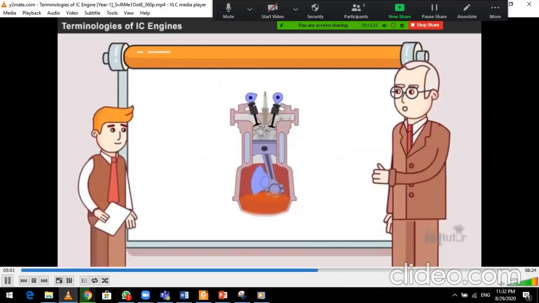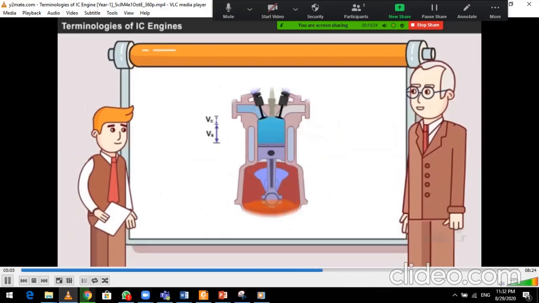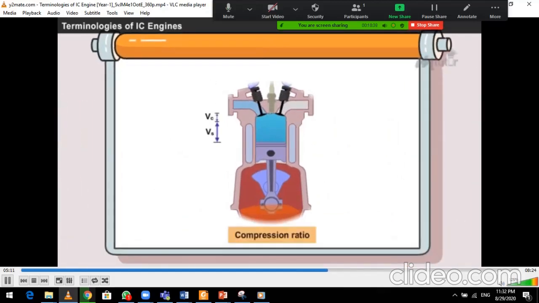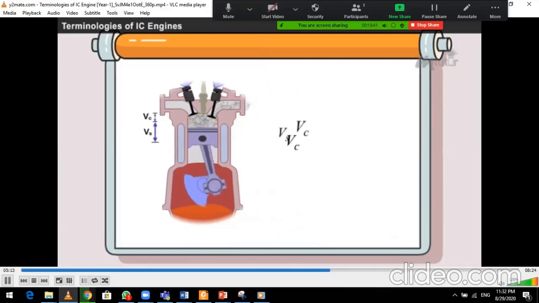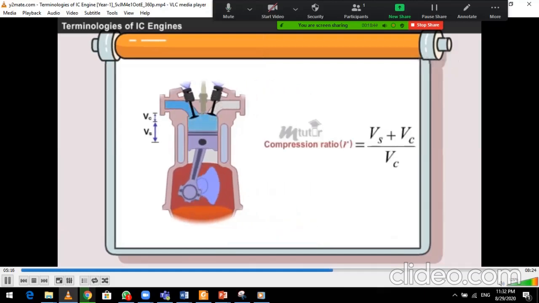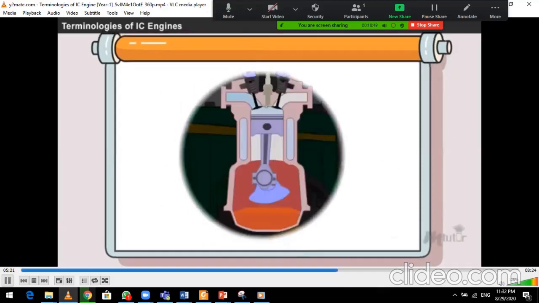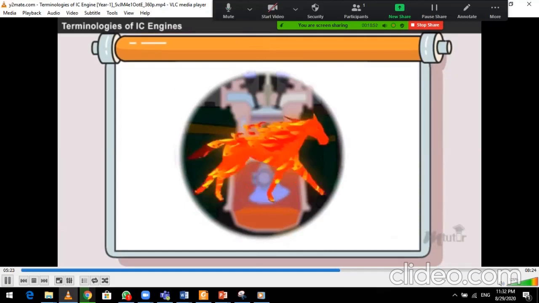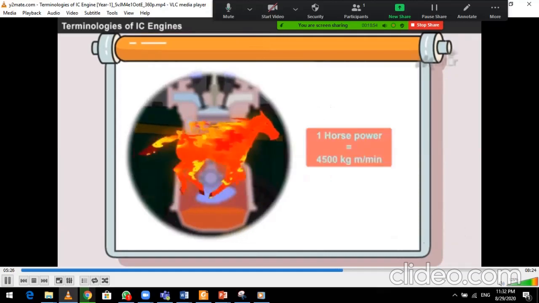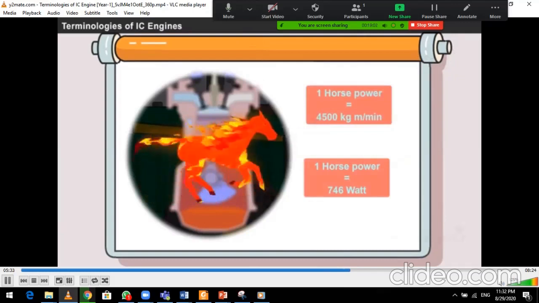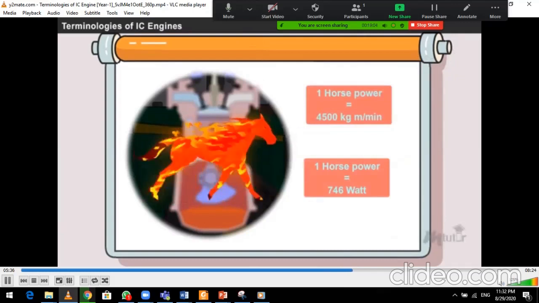These terms you have just learned are based on the working features of the IC engine. Now, I will explain the terminologies based on the performance parameters. We will start with compression ratio. It is the ratio of total cylinder volume to clearance volume. The rate at which the engine can do work is measured in horsepower, that is HP. 1 HP is equivalent to 4,500 kilogram meter per minute, and in terms of watts, it is 746 watts.